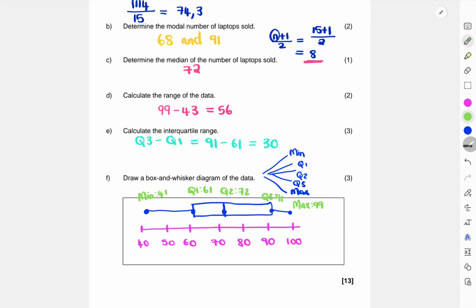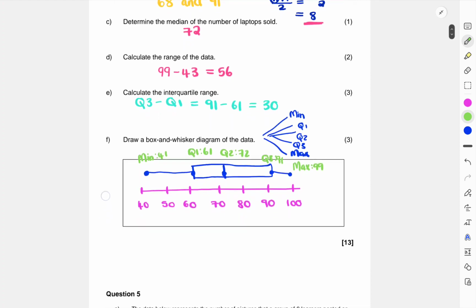Okay, people, as easy as that. Don't try and be rushed and untidy. Make a beautiful box and whisker. You can do it. Okay.